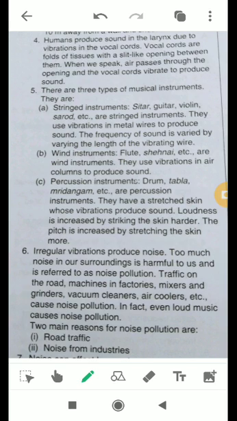Now come to question number 4. Name the 3 types of musical instrument. How is sound produced in each type?